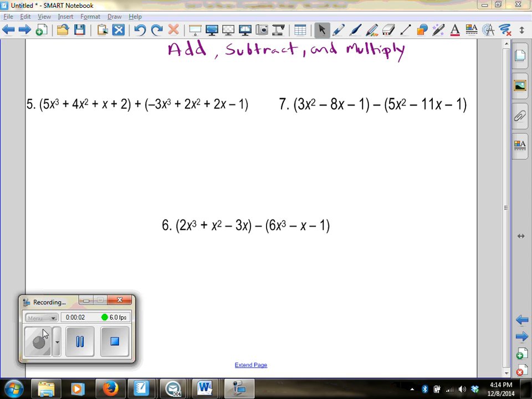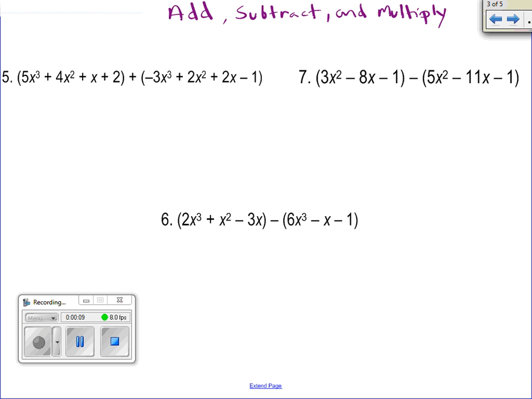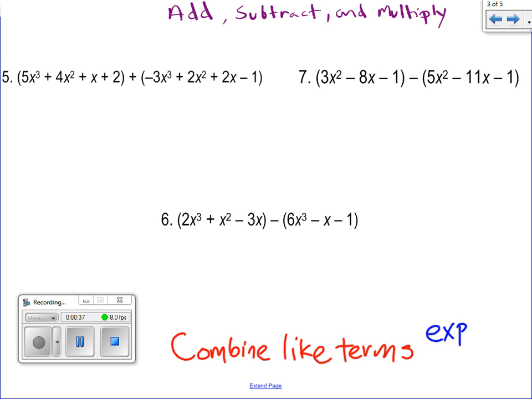Hey everybody, this video is going to talk about problems number 5 through 11 on the chapter test review guide. Problems 5, 6, and 7 on this first slide are just adding and subtracting problems. So we would classify those as combining like terms. What is super important about this is that when you combine like terms, your exponents do not change.